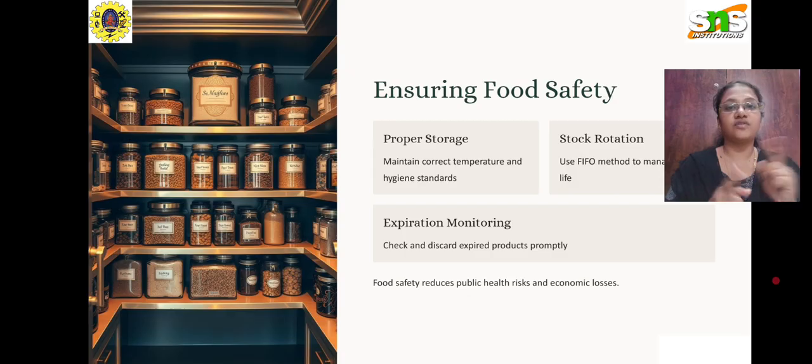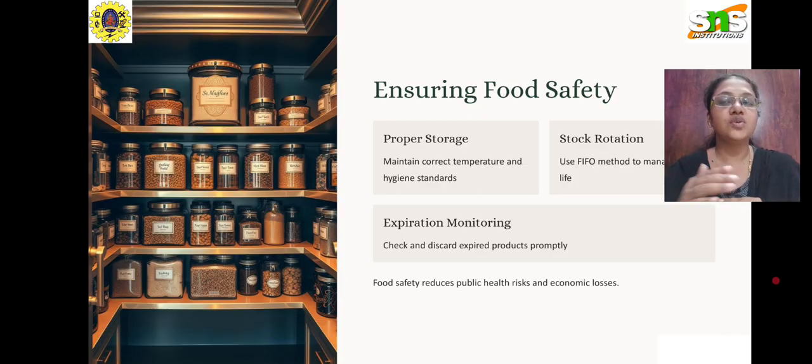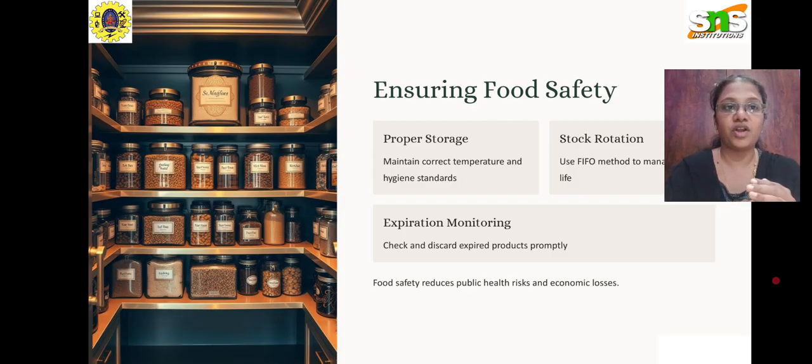Next is the rotation of stock. We have to look at whether the food that comes in goes out promptly, so that the shelf life is extended. The raw material or the processed goods should not be stored for a longer time at the industry plant level itself. Next, we have to monitor the expiration of the product. We have to regularly check the expiration date of the products, because that will help us ensure the safe food that we consume in our day-to-day lives.